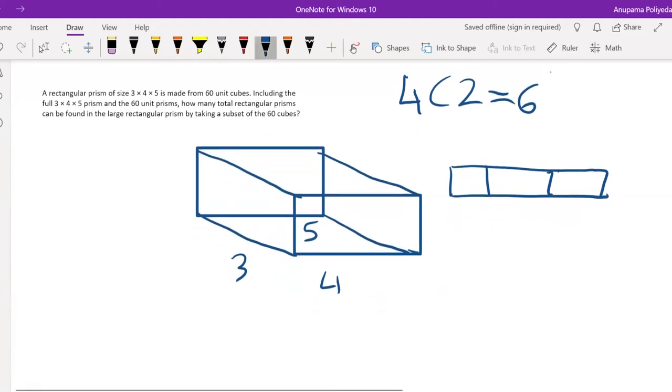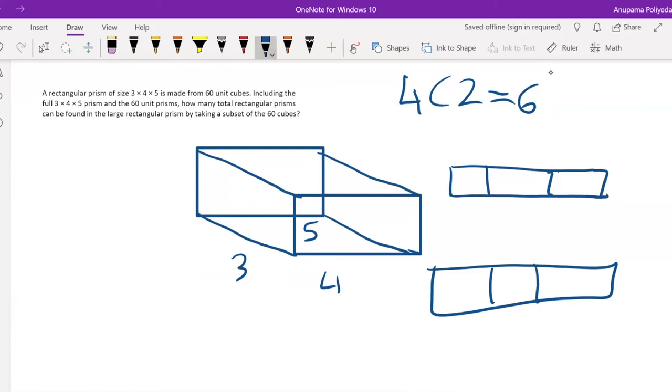So we can do something of similar logic for the 4 edge and the 5 edge. So 1, 2, 3. So how many ways are there to choose a segment for the 4 edge?